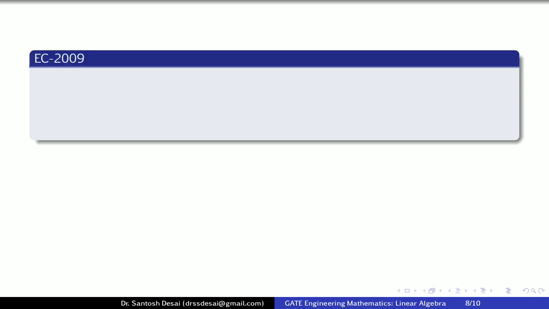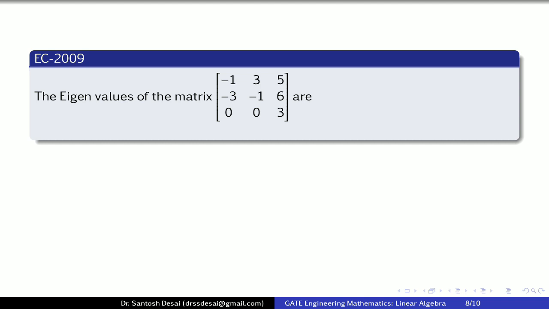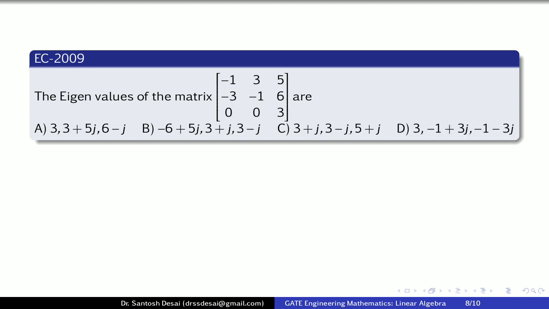Now let us consider one more example. The eigenvalues of the matrix. So the matrix is given and the options are 3, 3 plus 5j, 6 minus j. Option B is minus 6 plus 5j, 3 plus j, 3 minus j. Option C is 3 plus j, 3 minus j, 5 plus j, and option D is 3, minus 1 plus 3j, minus 1 minus 3j.